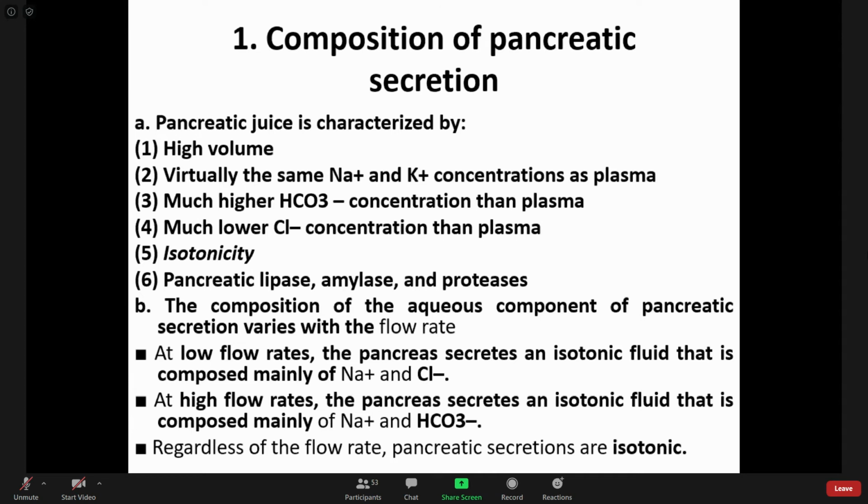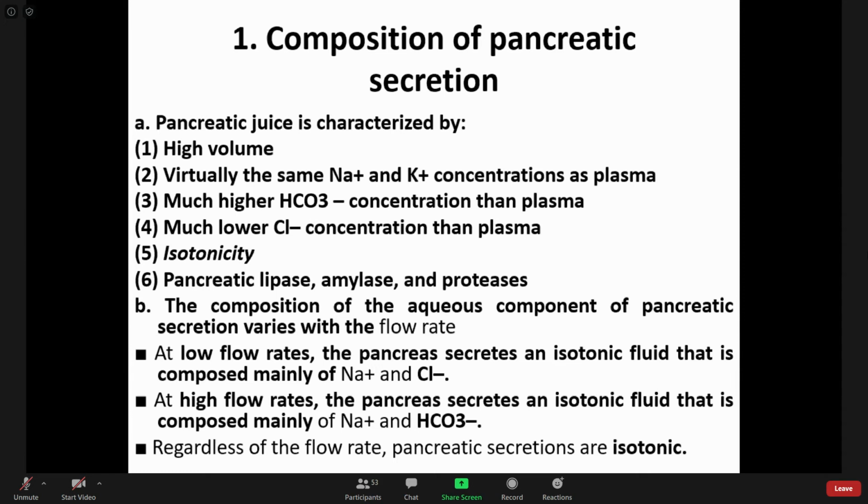The composition of the aqueous component in the pancreatic secretion varies with the flow rate. When the flow rate is low, the pancreas secretes an isotonic fluid which is rich in sodium and chloride. When the flow rate is high, that means when more acidic chyme is coming, the pancreas secretes a fluid rich in bicarbonate. If less acidic chyme is coming, it secretes a composition rich in sodium and chloride, whereas with a high flow rate it secretes a composition mainly rich in sodium and bicarbonate.